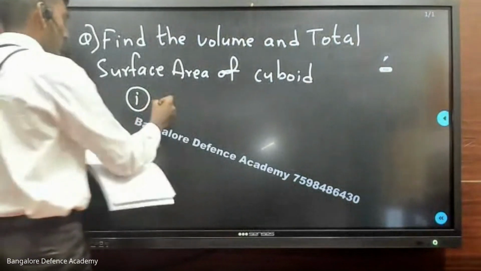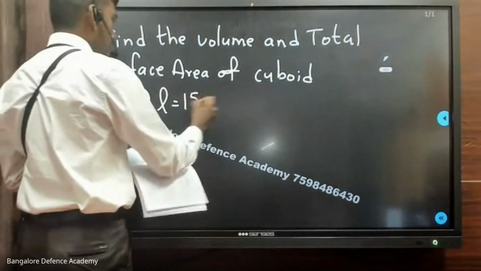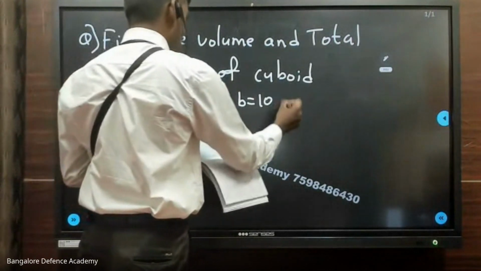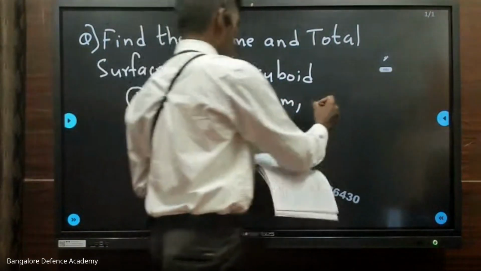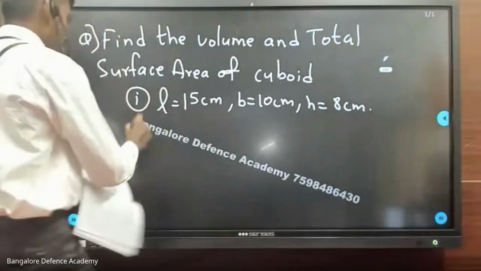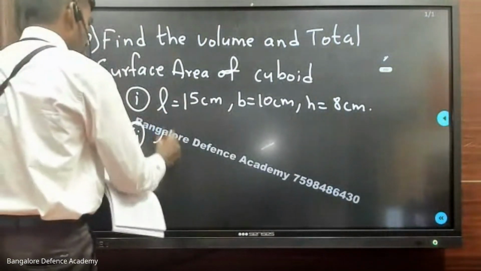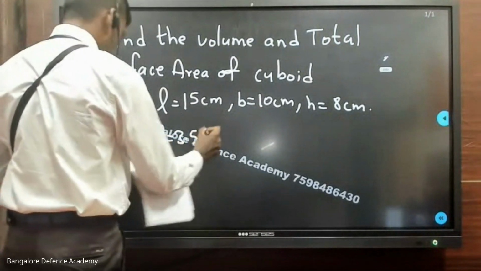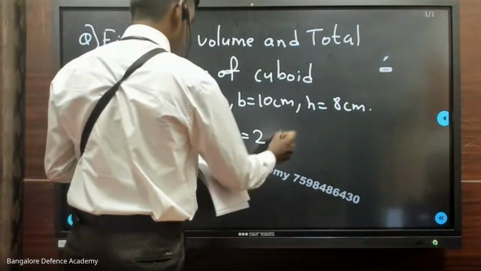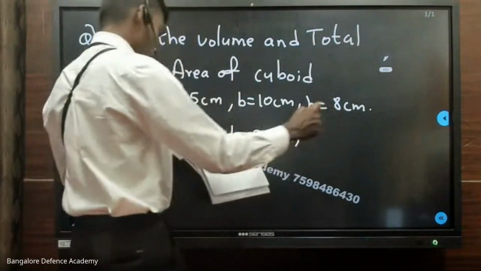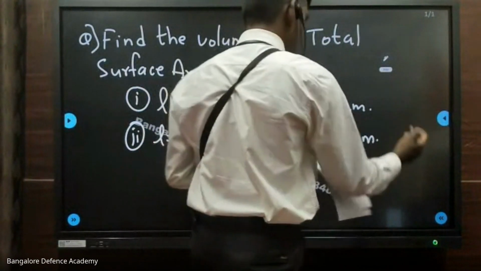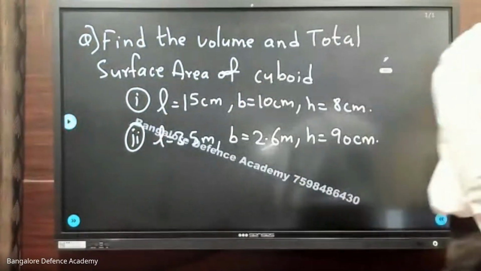Question number 1. Length दिया है 15 सेंटीमीटर, breadth दिया है 10 centimeter, and height is 8 centimeter. This is question number 1. Question number 2, they have given length is 3.5 meter, breadth is 2.6 meter, and height is 90 centimeter. Start doing it. You know the formulas?